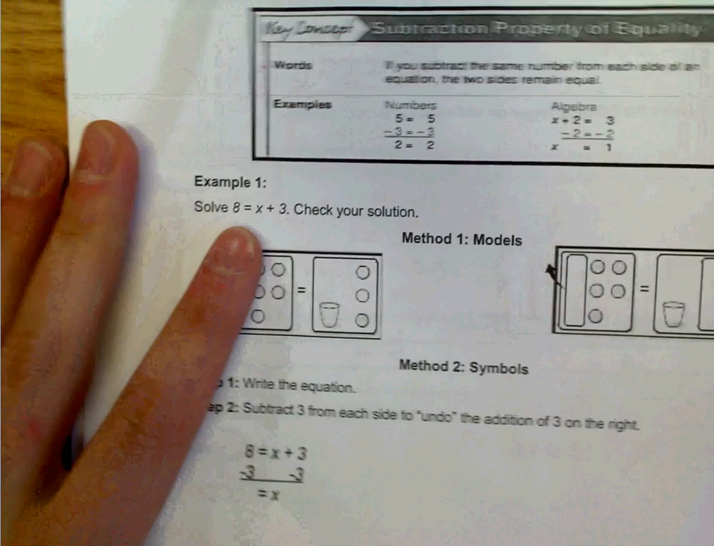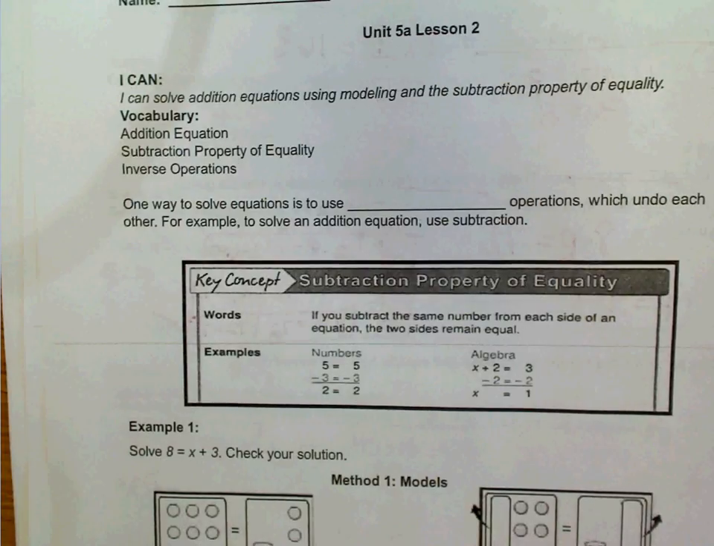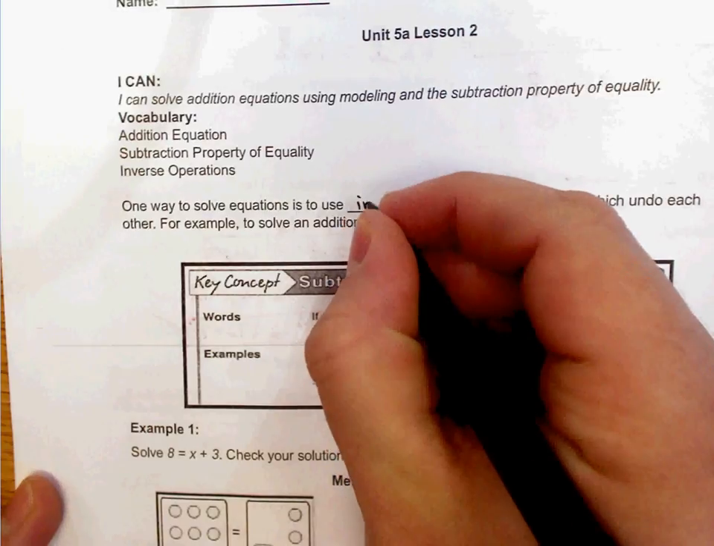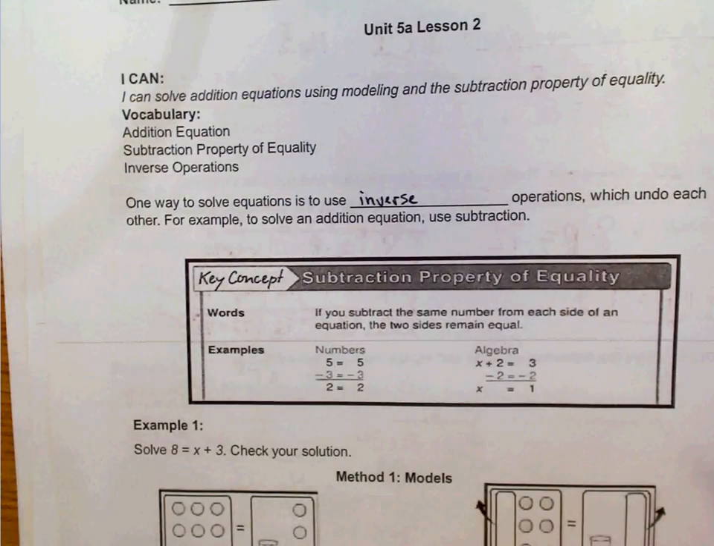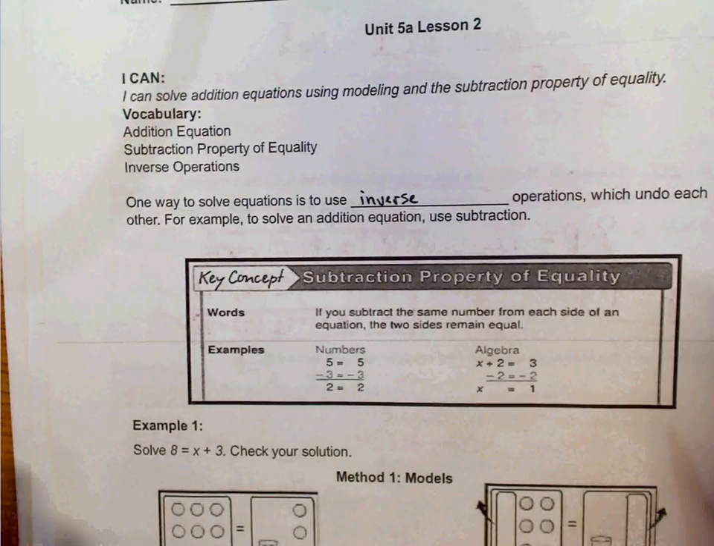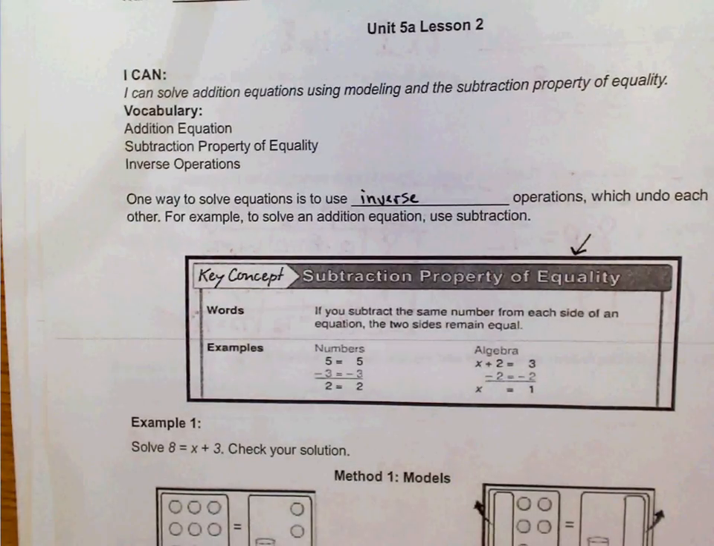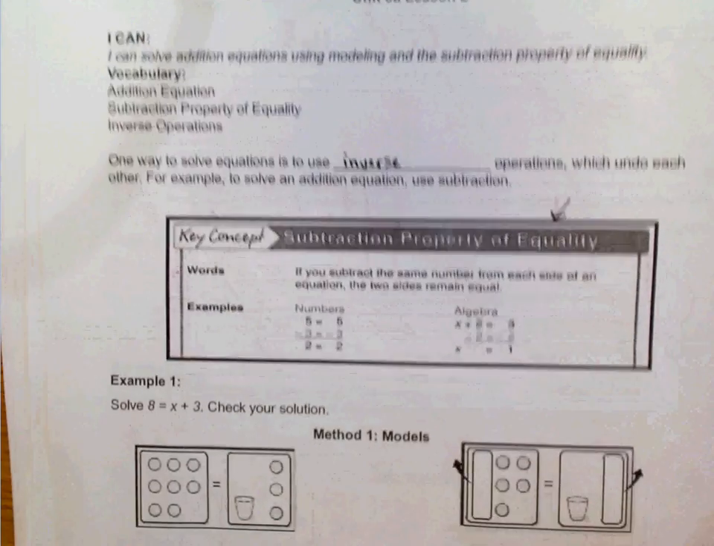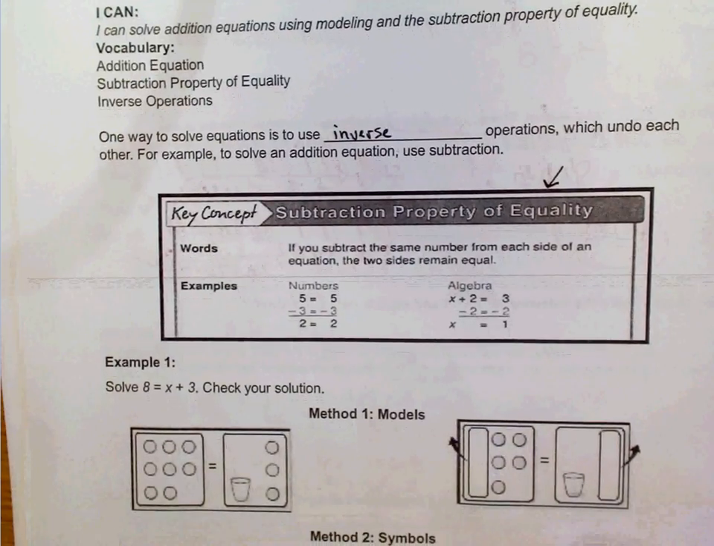What we're working on today is solving addition equations using modeling and the subtraction property of equality. When we look to solve equations, we use inverse operations, which undo each other. For example, to solve an addition equation, we use subtraction, which is where the subtraction property of equality comes in. The subtraction property of equality says that if I subtract the same number from both sides of the equation, my equation is still going to be equal and balanced. It's all about keeping balance. Okay? Don't want to tip the scales one way or the other.